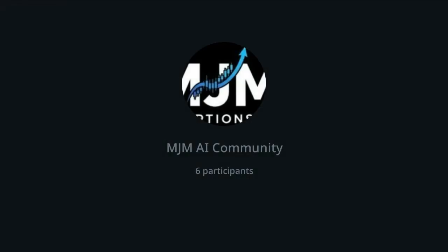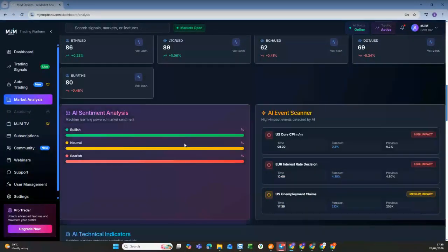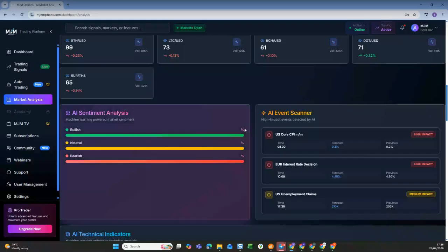Now, the next thing we have is the market analysis. Market analysis talks about the abilities of the AI. The AI has three analyses it uses to trade. It uses the sentiment analysis. This is the ability of the AI to study the market sentiment, understanding that traders are buying or traders are selling, and use that to give you an informed signal.